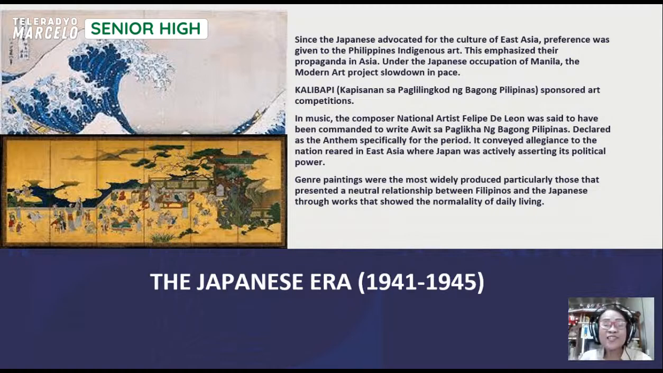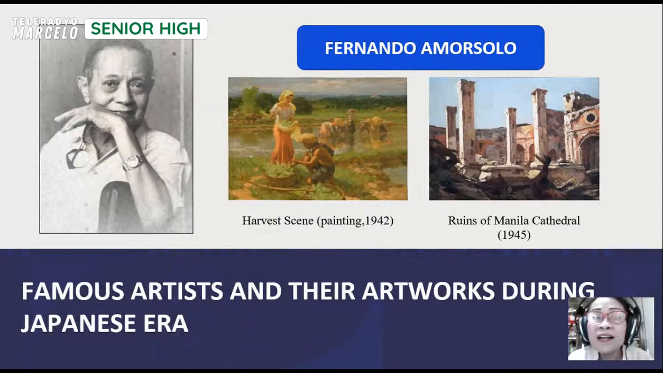So, these are famous artists during the Japanese period. We have Fernando Amorsolo again. Ayan ang kanyang mga painting: Harvest Scene, painting 1942. And, wow, nung nasira ang Manila Cathedral, Ruins of Manila Cathedral in 1945. So, famous artist, one is Fernando Amorsolo.